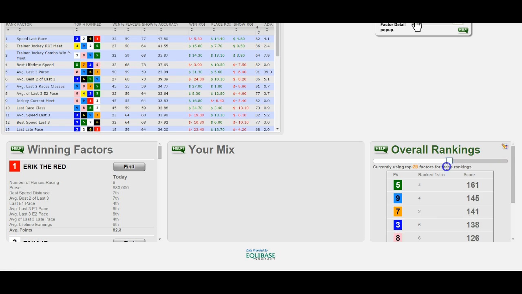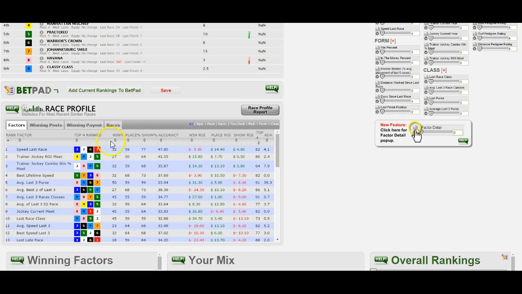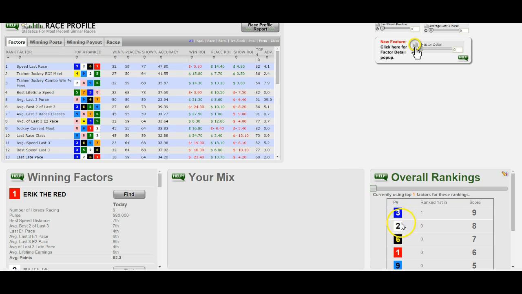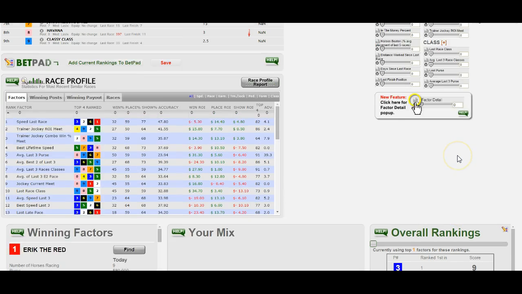So again, let's slide this back to 1. We're looking at the top factor. And for this race, again, that would be speed last race because it's ranked number 1, the top factor. And over here, you can see that the horses are ranked 3, 2, 6, 1. And down here, you can see that they're ranked 3, 2, 6, 1. This horse is getting 9 points for being ranked first. This one's getting 8 for second, 7 for third, 6 for fourth, and so on.